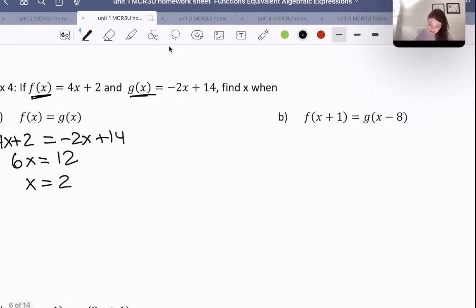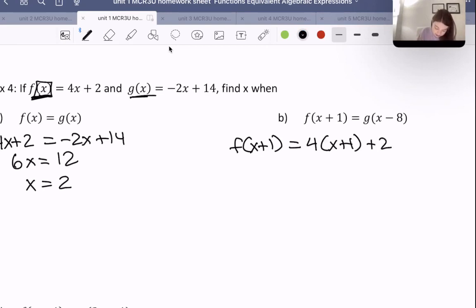Now what about this one? f of x plus 1 equals g of x minus 8. Well, what is f of x plus 1 first of all? Well, f of x plus 1 is equal to 4 times x plus 1 plus 2. Notice all I did here is every time I saw an x on here, I've replaced it with x plus 1, right? Because instead of the function being of x, it's of x plus 1.